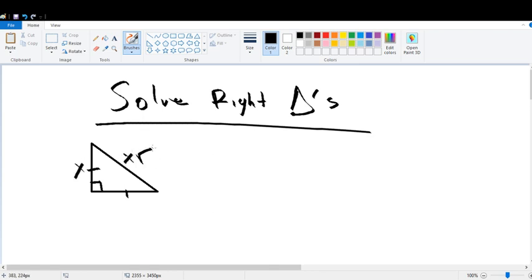be x times root 2. So an example of that would be something like this. Let's say I had a right triangle with two legs that are congruent, and they are 3. The hypotenuse will always be 3 times root 2.